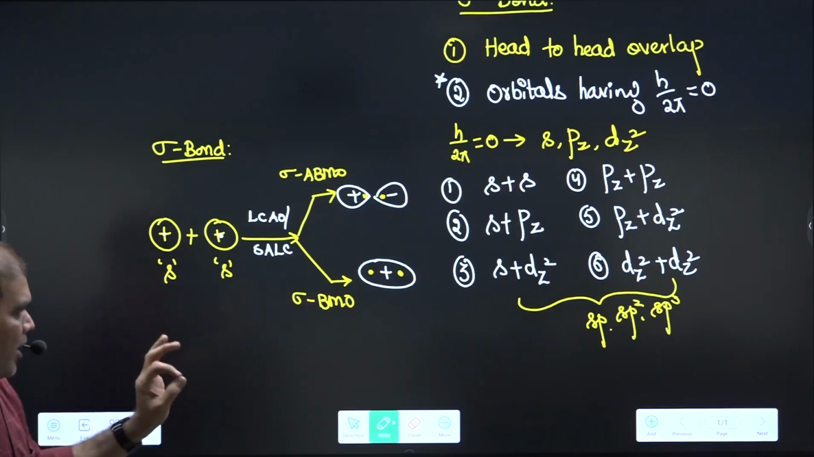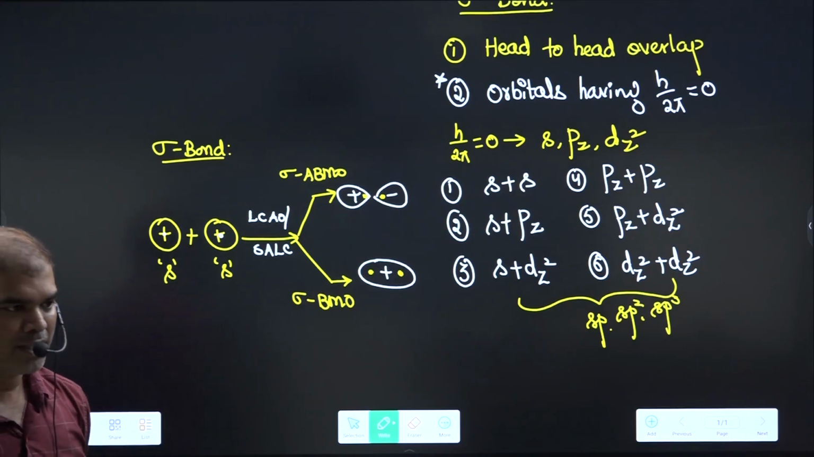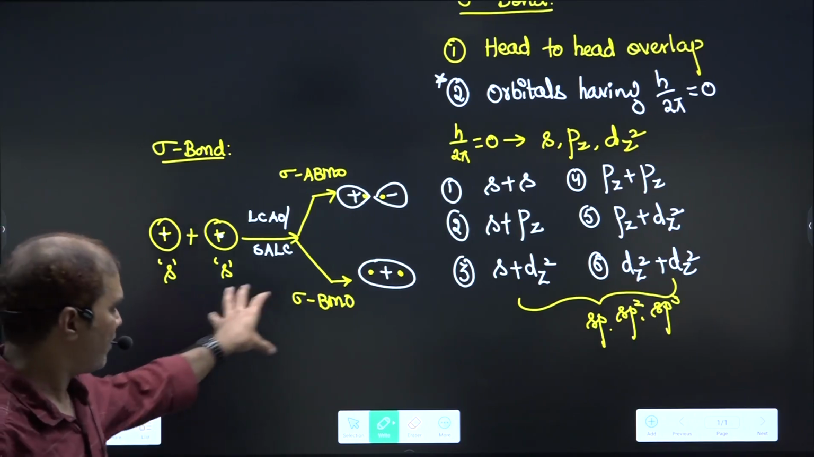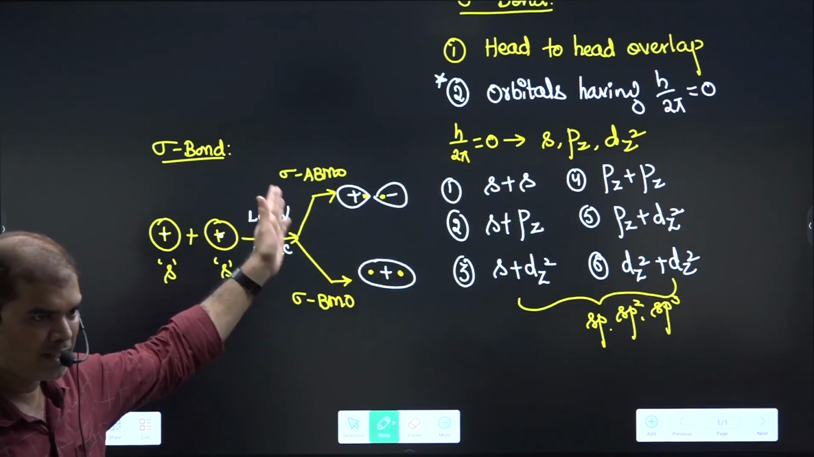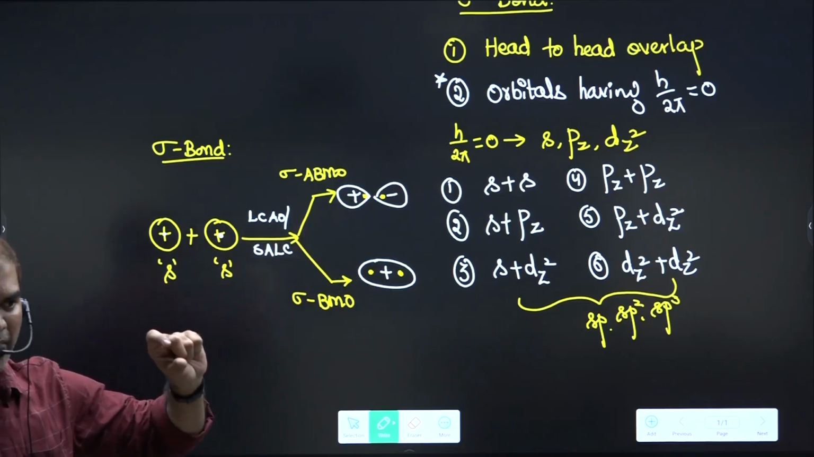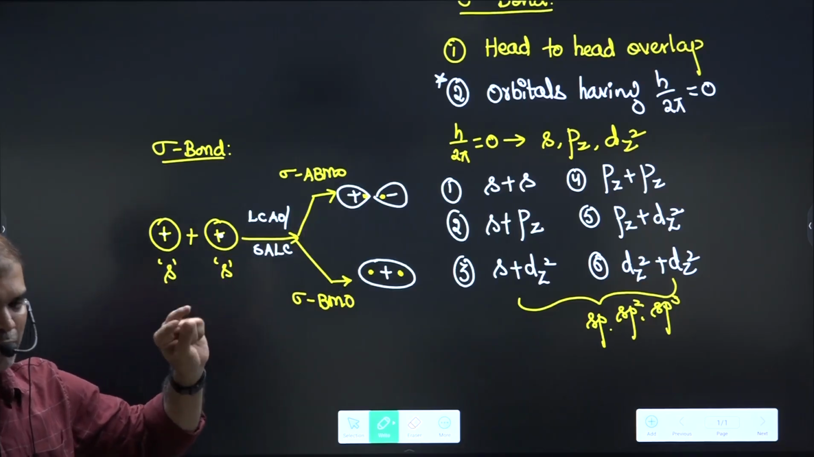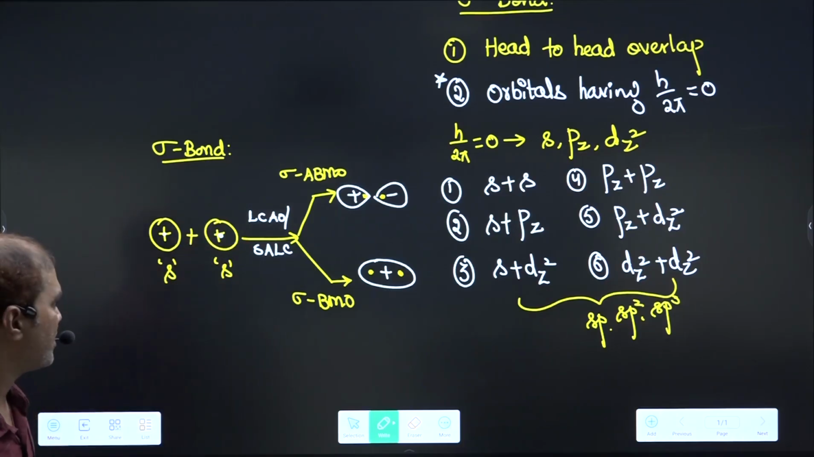Do you find any nodal plane? For sigma BMO, is there any nodal plane? No, everywhere it is plus. There is no phase difference. But in ABMO, there is a nodal plane. So just previously I told you, for any bonding, if the number of nodes is 0, for antibonding you have to add plus 1. Always plus 1. You can just draw it.